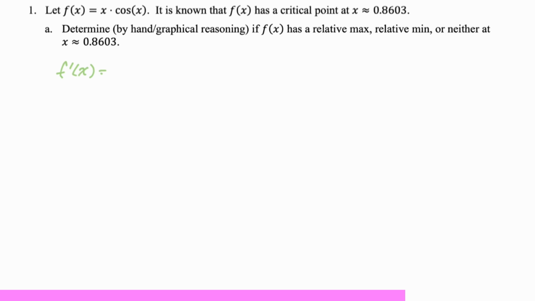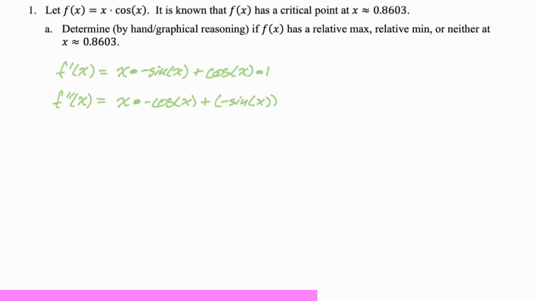So f prime is going to be first times the derivative of the second, which is negative sine of x, plus second, which is cosine, times the derivative of the first, which is just 1. So that's our first derivative. Now we need to find the second derivative, because there's no way I'm making a sign chart for that thing. All right, so product rule for this first part. First, derivative of negative sine is negative cosine, plus second, which is negative sine. Derivative of first is just 1, and then plus the derivative of cosine, which is negative sine. Okay, so this simplifies to negative x cosine of x minus 2 sine of x.